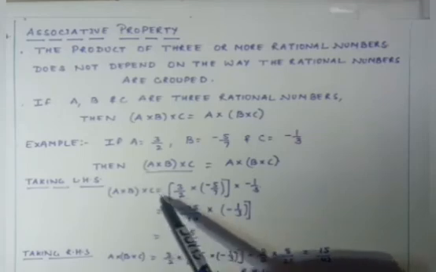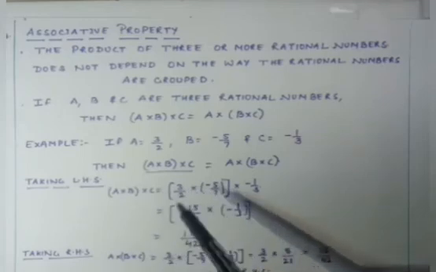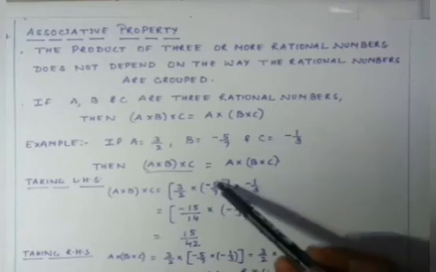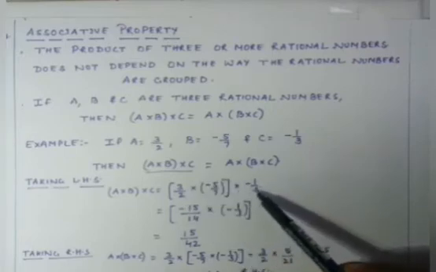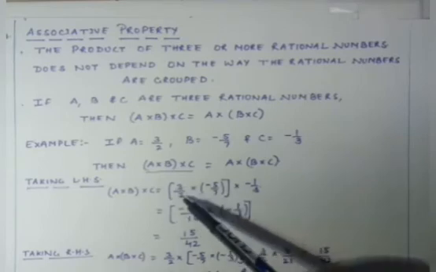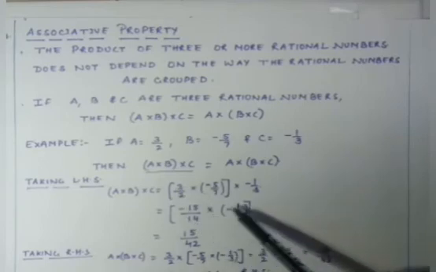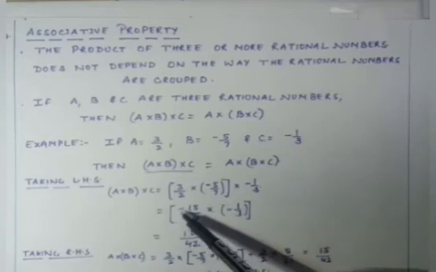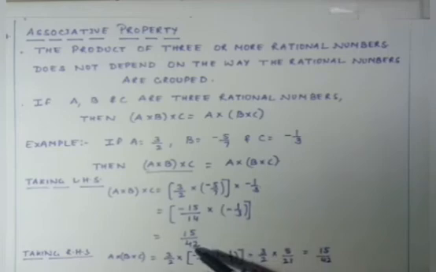Now we are going to place the value of a, b and c. 3 upon 2 multiplied by minus 5 upon 7 in one bracket multiplied by minus 1 upon 3. 3 5s are 15, minus, 7 2s are 14, into minus 1 upon 3. When I find out the product, it will be minus minus plus, 15 upon 42.